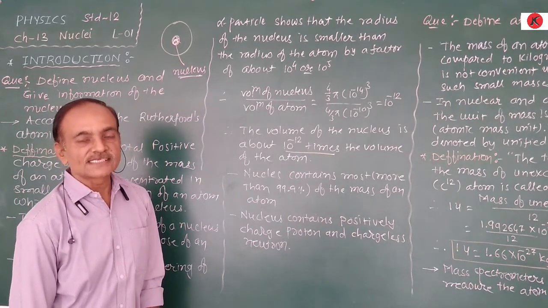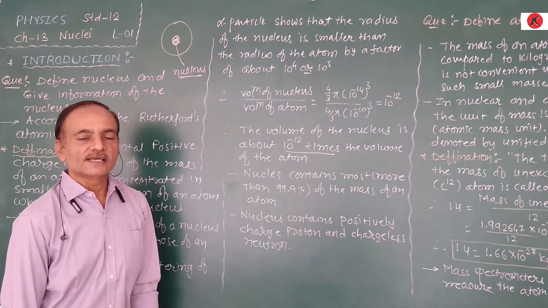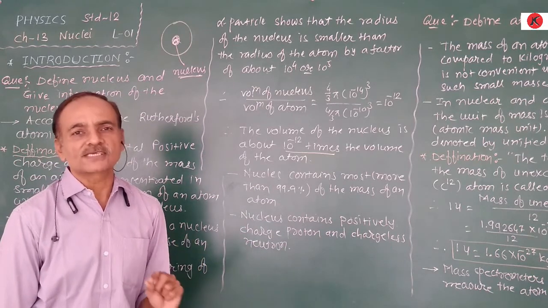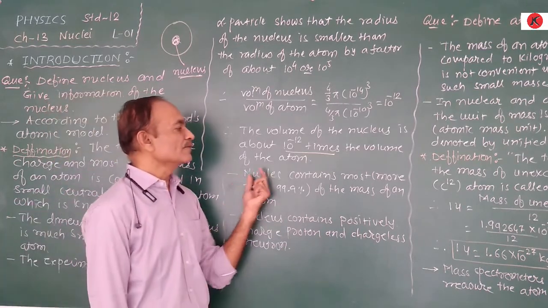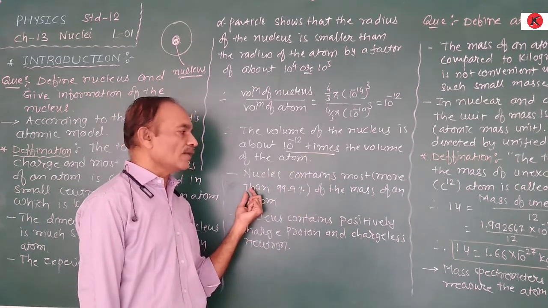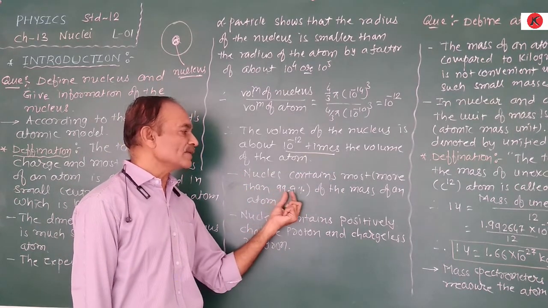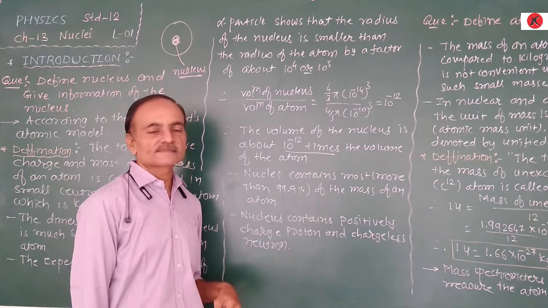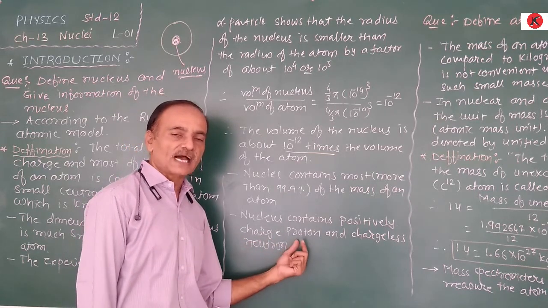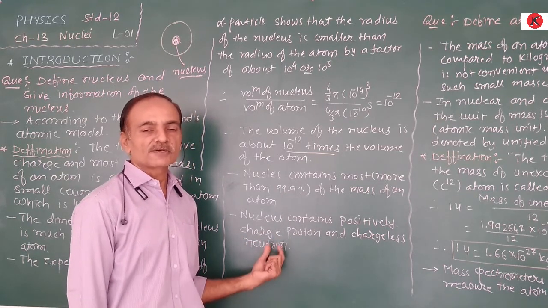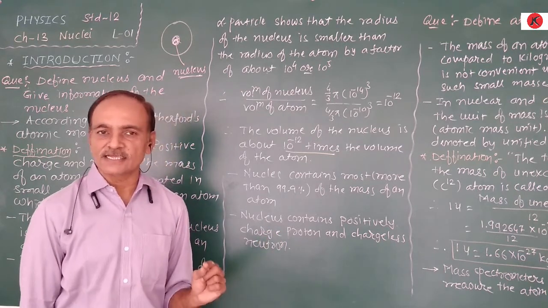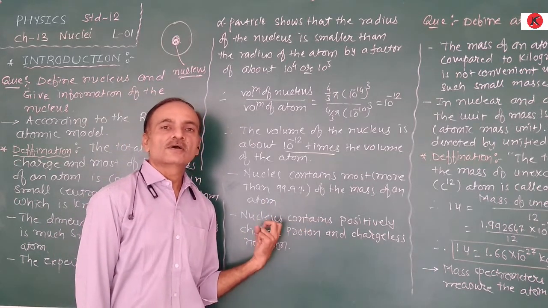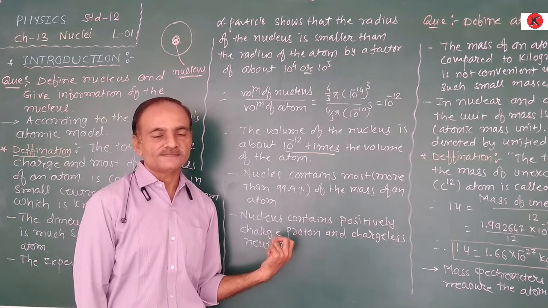And also, inside the nucleus, we just discussed the definition of nucleus. The nucleus contains the total positive charge of the atom. Therefore, the nucleus contains most of the mass, that means 99% of the mass of an atom. Inside the nucleus the positively charged proton and chargeless neutron are present, because the total positive charge and most of the mass of the atom is concentrated in the nucleus.